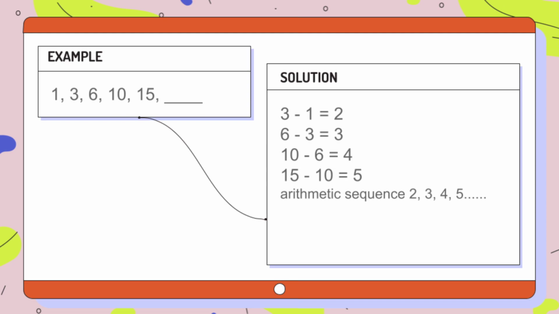Now, we get an arithmetic sequence 2, 3, 4, and 5. Hence, 6 will be added to the last number given, so the answer would be 15 plus 6 equals 21.